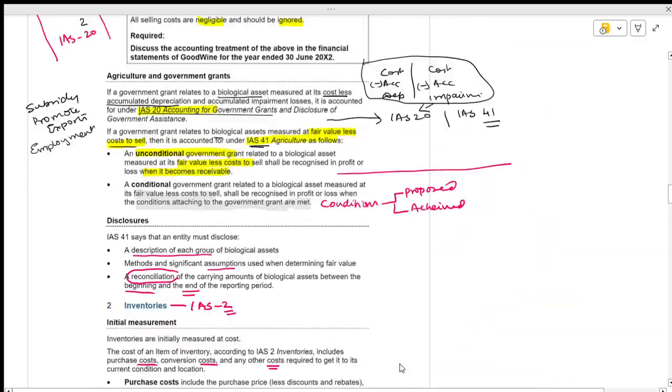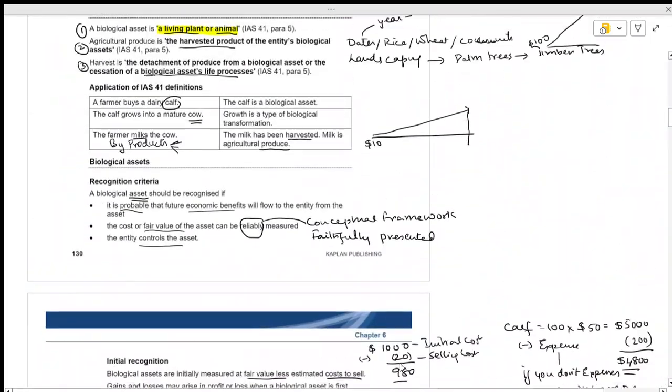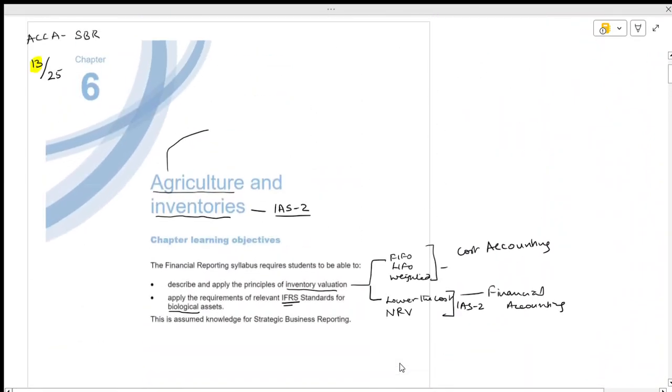Fine. This is with respect to agriculture and inventories, chapter 6, and this is number 30 in the sequence.